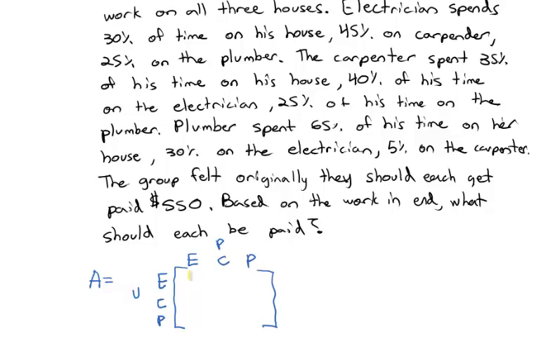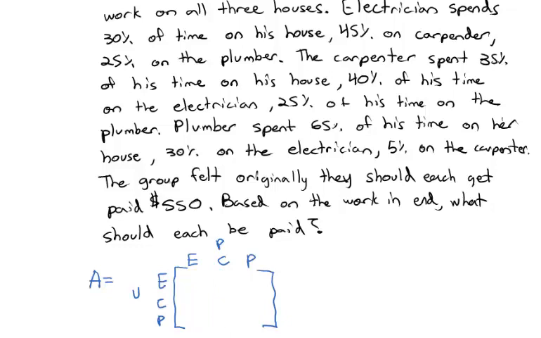The amount produced is what the person actually did. So what the electrician did goes down the column. What the carpenter did goes down the column. What the plumber did goes down the column. Columns are for what you actually did, what you actually created, what you actually produced, to be used or sold.